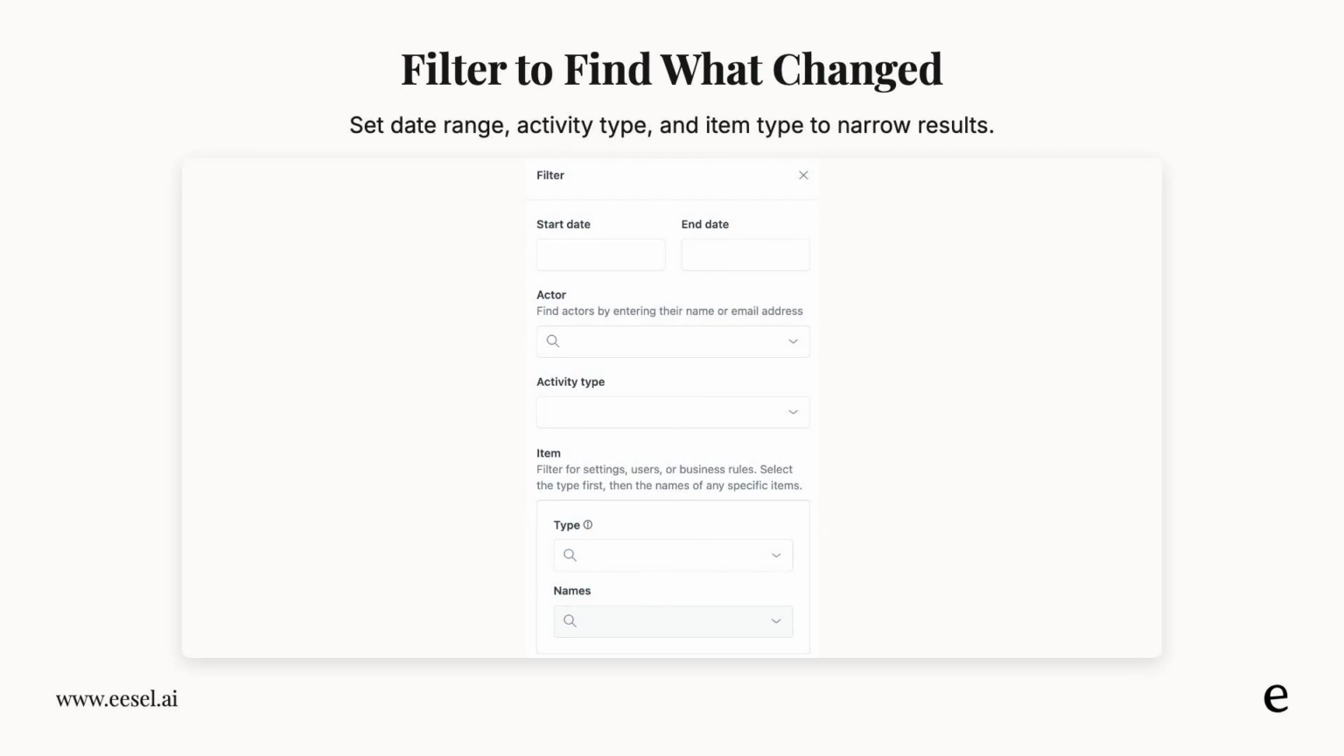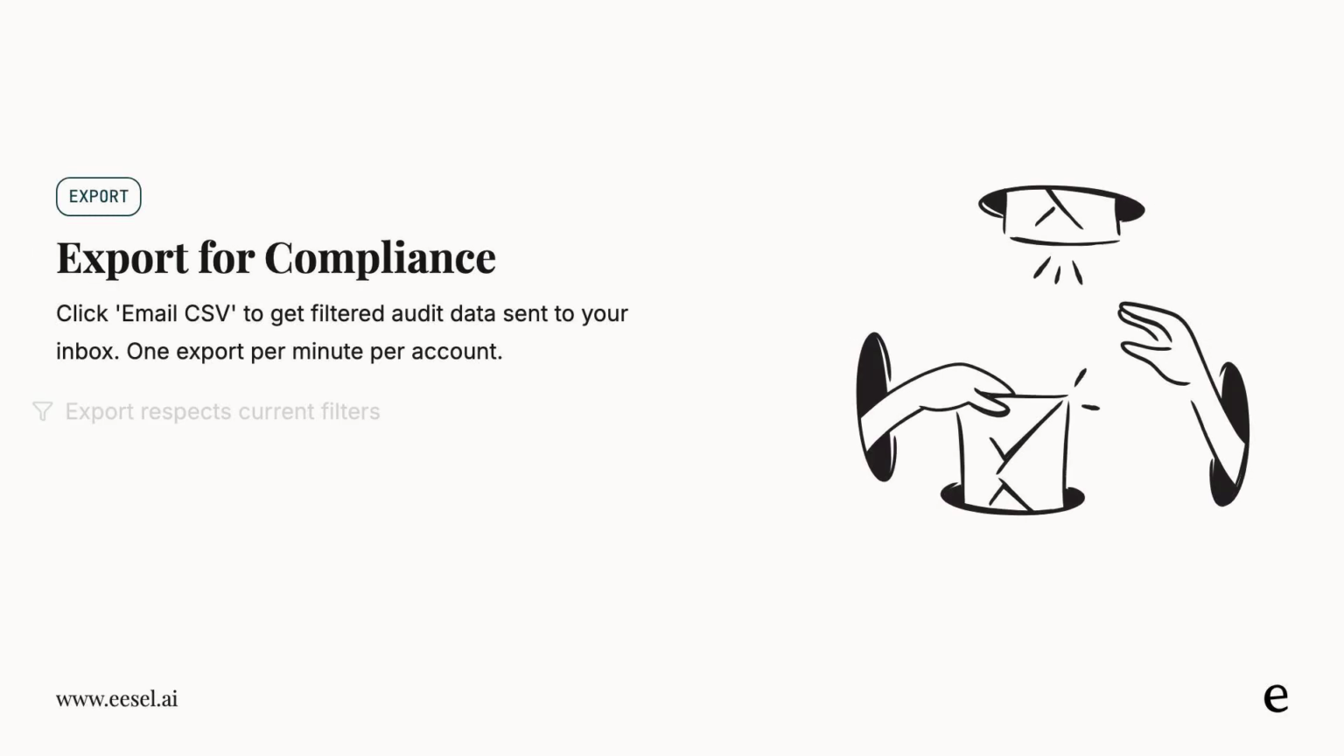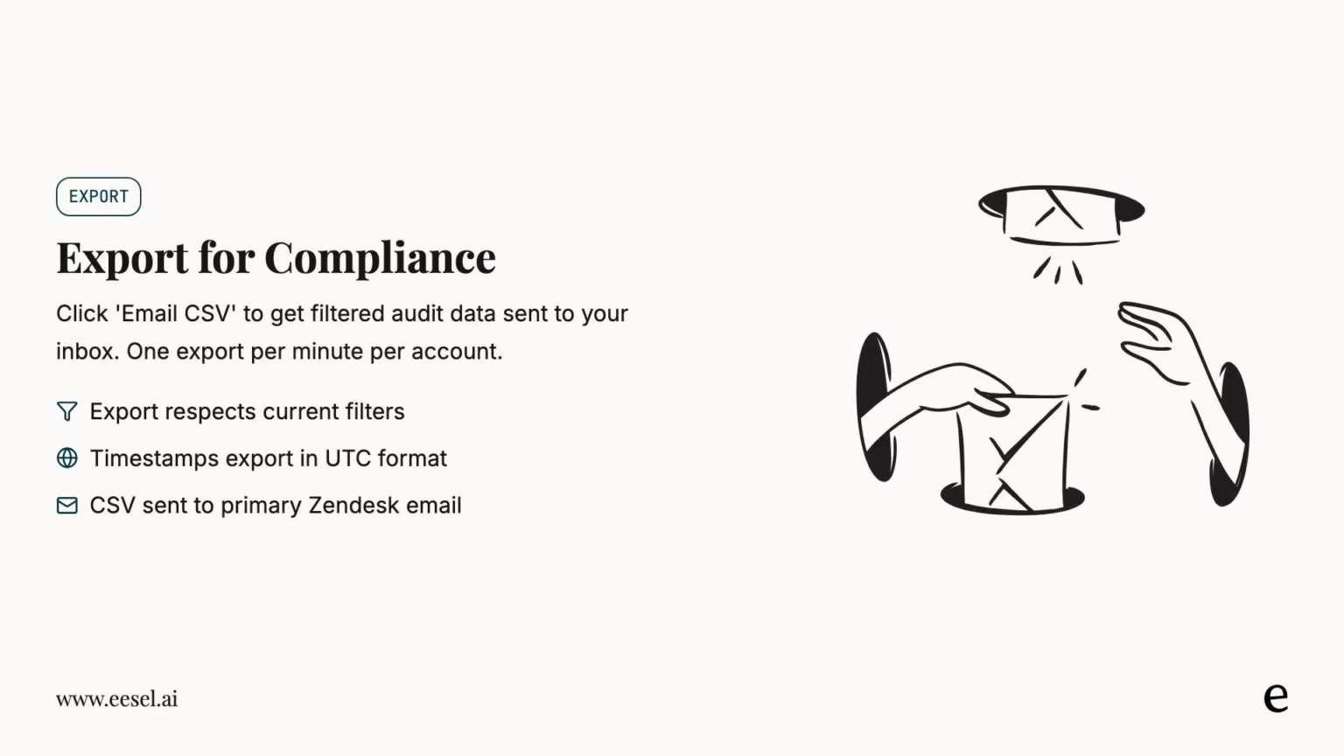Use the filter drawer to set your date range, activity type, and item type to zero in on exactly the automation change you need. Need to share audit data with stakeholders or document changes for compliance? Click Email CSV to get your filtered results sent straight to your inbox, with one export allowed per minute.